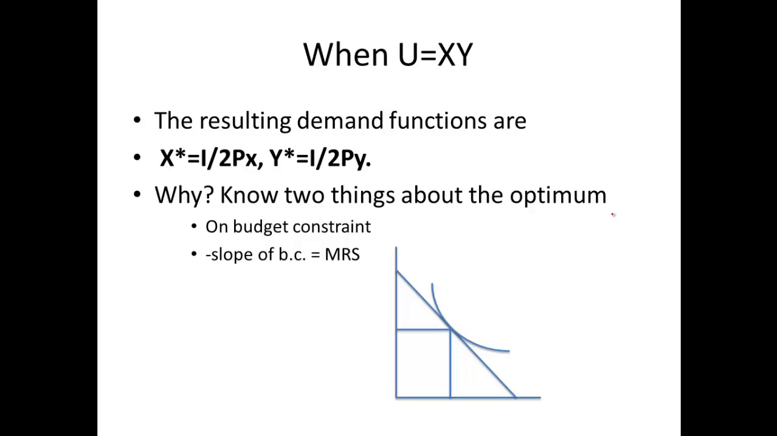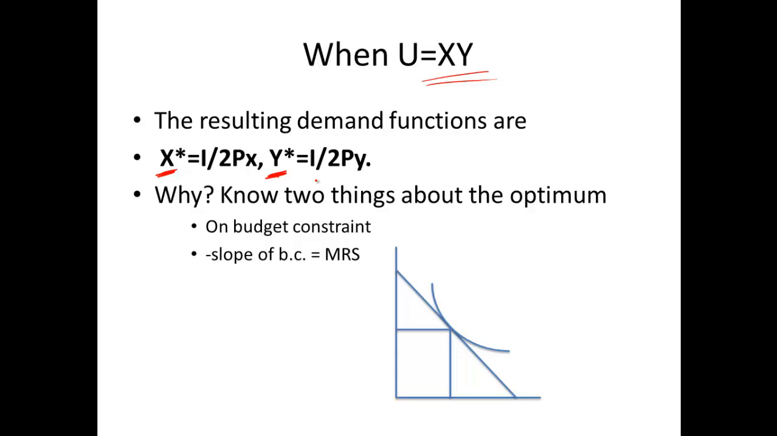So, let me start with the punchline and then I'll explain it. When the utility function is u equals xy, then the resulting demand functions, showing the optimal quantities of good x and good y, are going to equal I divided by 2 times px for x, and for y it's I divided by 2 times py. Right, so that's the punchline. It shouldn't be clear why that's true yet, but let me explain that.